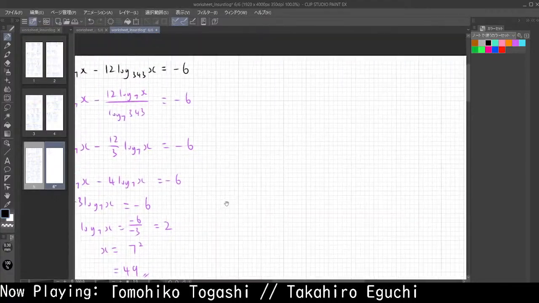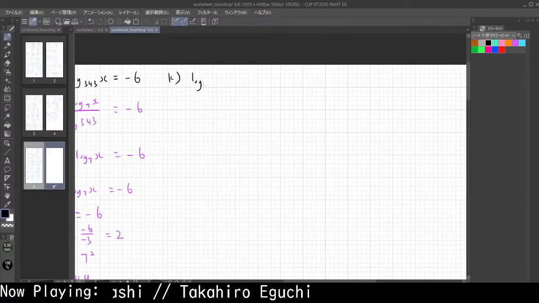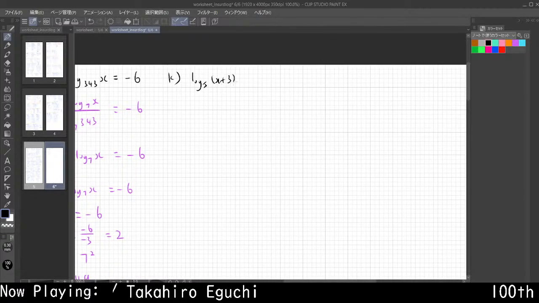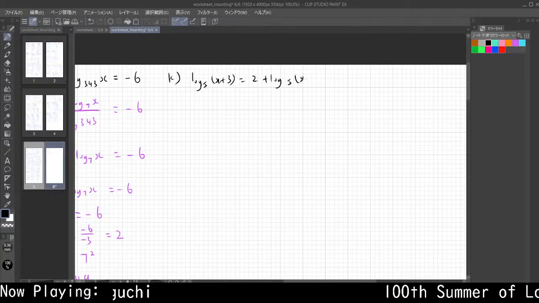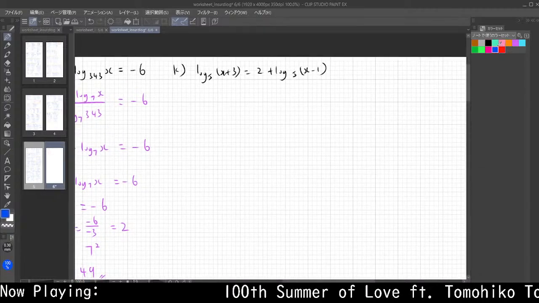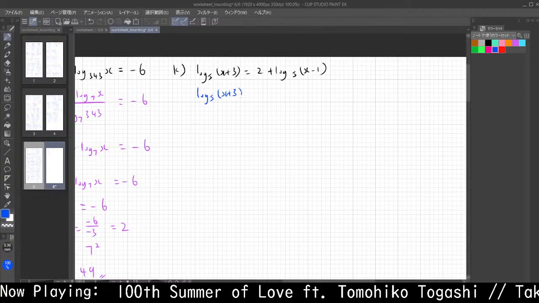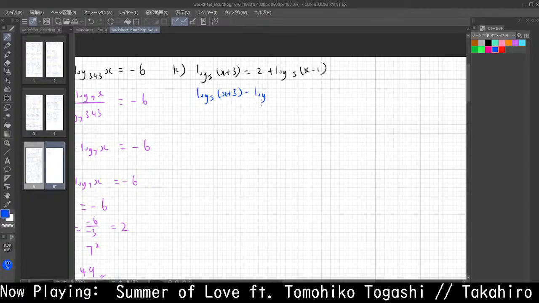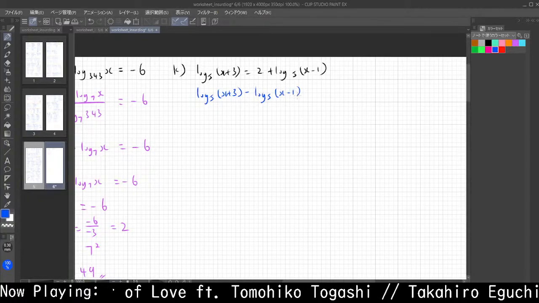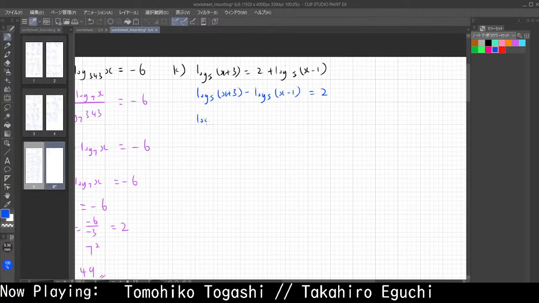Question K. Log base 5 of (x plus 3) equals 2 plus log base 5 of (x minus 1). I think all of these are from books, so the answer should be pretty and it should be fast. The ones that I made myself, the answers are rather horrendous because I did not put any thought into optimizing them, if that makes sense.